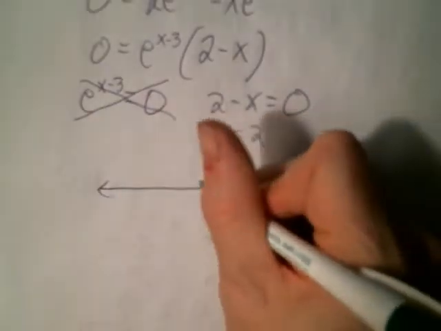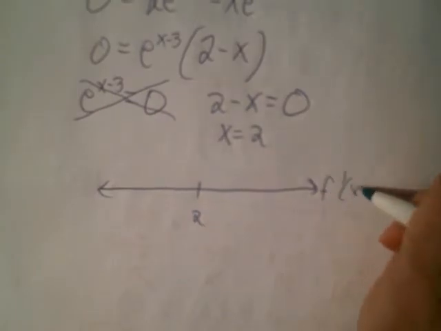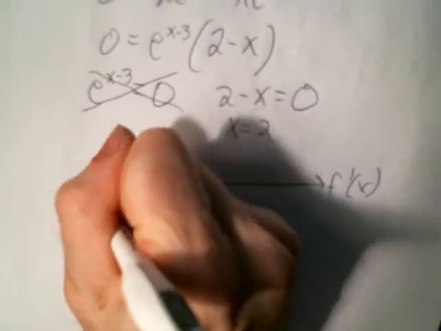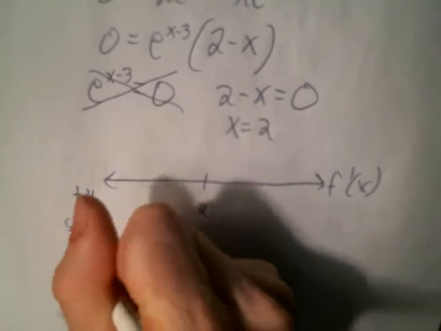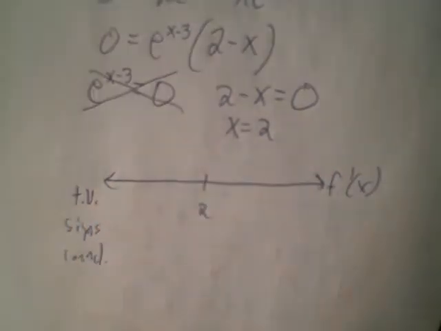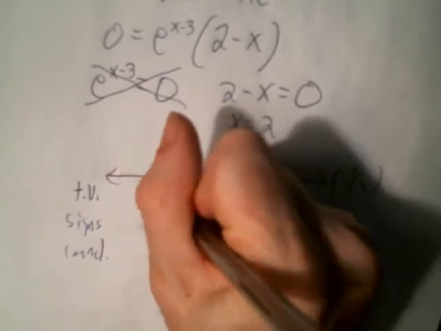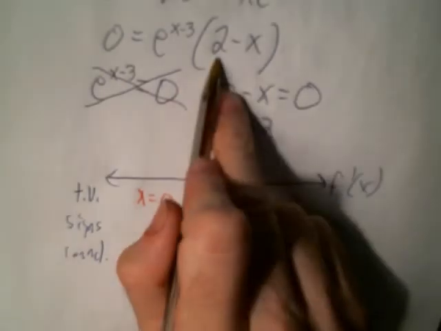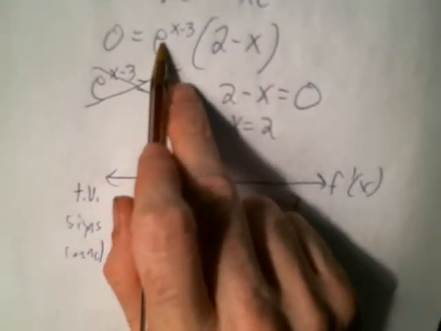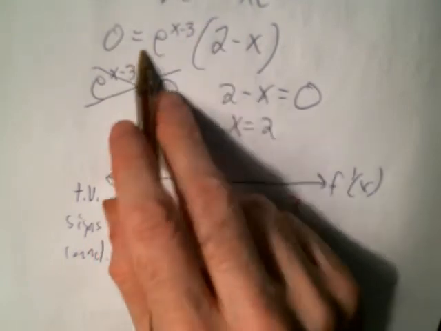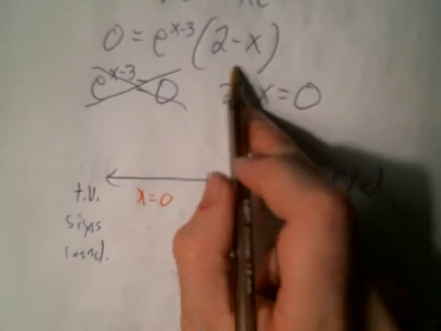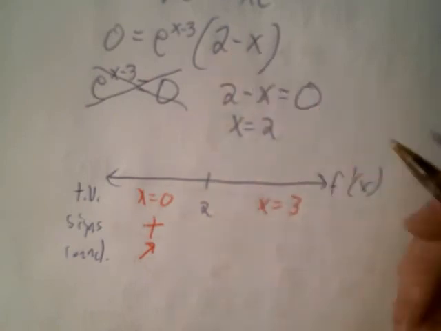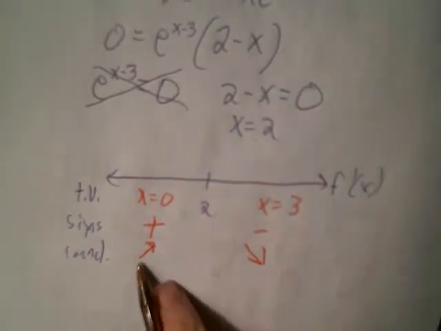Go to your number line for the derivative, and then do your test values, your signs, and your conclusions. So I'll try x is 0 and x is 3. When I plug 0 into this expression, e to any power is positive, right? So you can always just not even consider that. 2 minus 0 is positive, so it's positive, it's increasing. When I plug in 3, 2 minus 3 is negative. So it's negative, it's decreasing. In other words, it's going up and then back down.